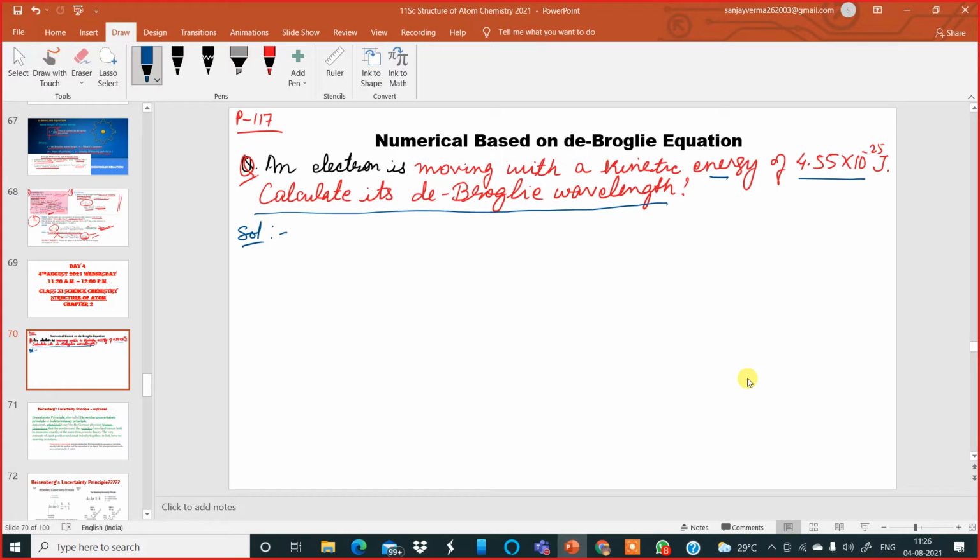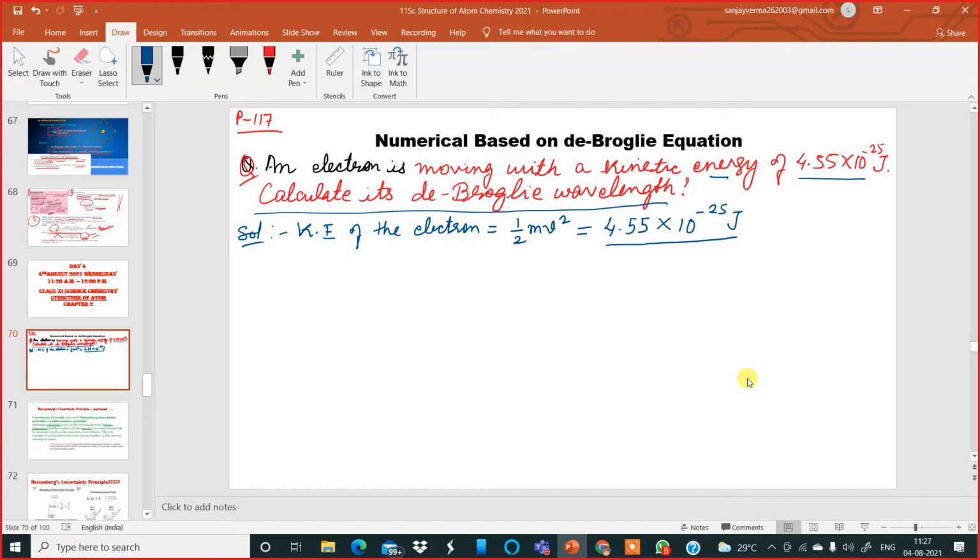So write down in the solution part: kinetic energy KE of the electron is equal to half mv square. This is the formula. Now this half mv square is given in the question. The value of this half mv square is given as 4.55 into 10 to the power of minus 25 joules. This is already given.